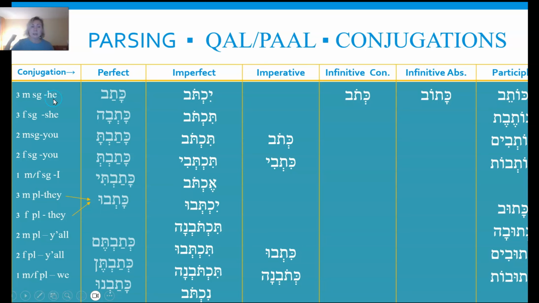So here we would have hu, he; hi, she; ata to a man, you; at to a woman, you; ani, anochi, I; hem, they, masculine; hen, henna, they, feminine; hemma, by the way, is also a possibility. Atem, masculine form; aten, atena, feminine form. And anachnu for the plural form, first person.